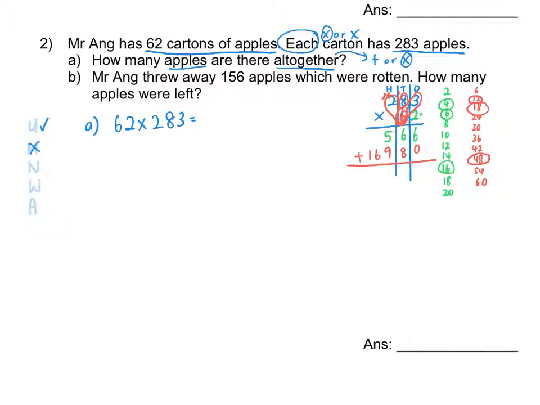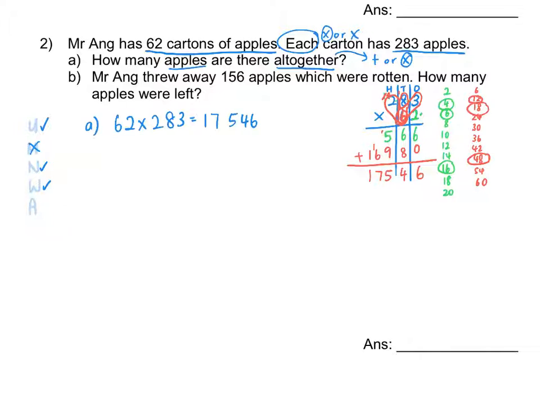6 plus 0 is a 6. 6 plus 8 is a 14. 1 plus 5 gives 6. 6 plus 9 gives 15. 1 plus 6 is a 7. 1 plus nothing, 1. So answer will be a 17,546. So number equation done, working done.